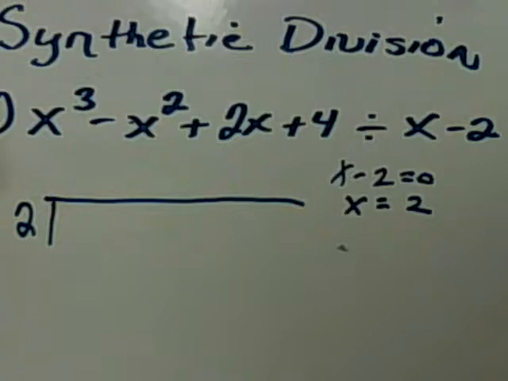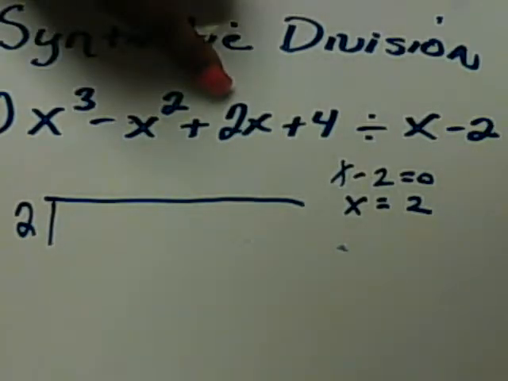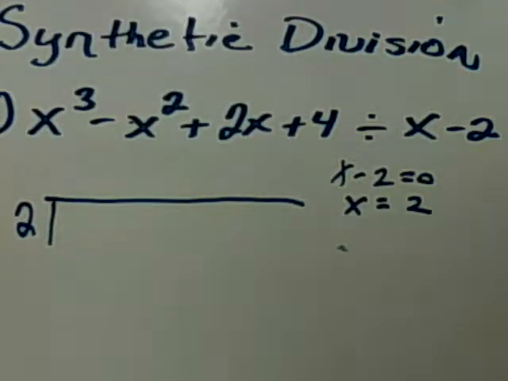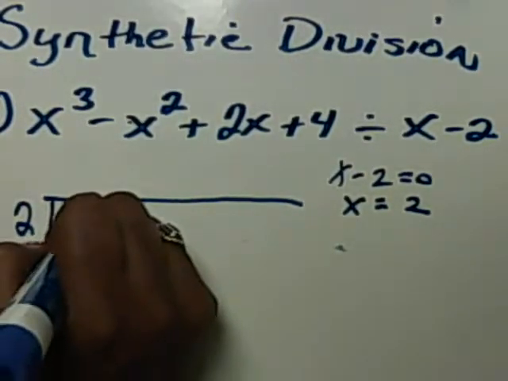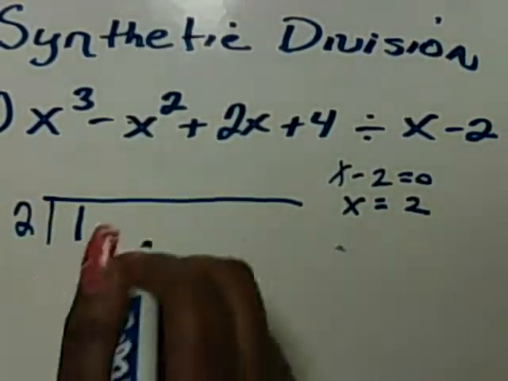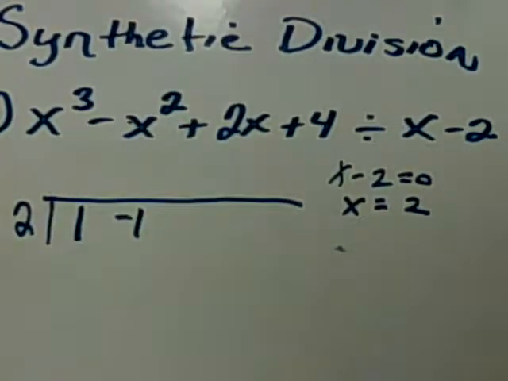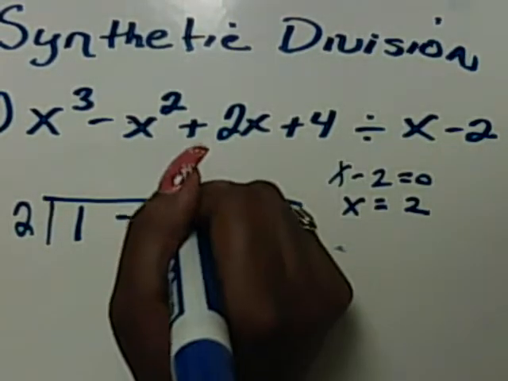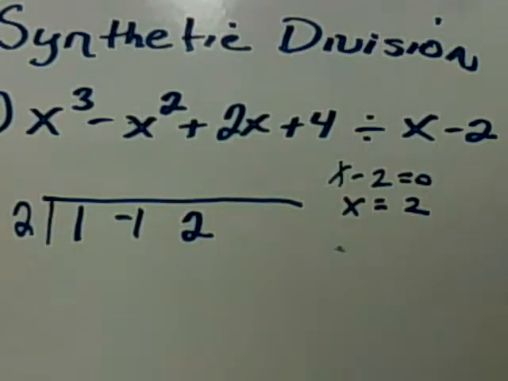On the inside, we're going to take the coefficients of each one of these terms and put them on the inside of here. Remember, they have to be in descending order. If you're missing an x term, you have to fill that in with a 0. So the coefficient of x to the third is 1. The coefficient of x squared is -1. The coefficient of x is 2. And then the constant is 4.